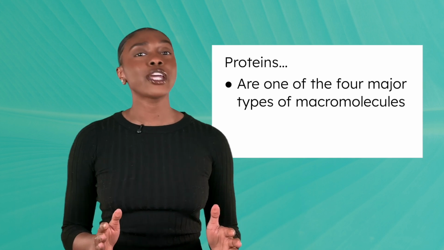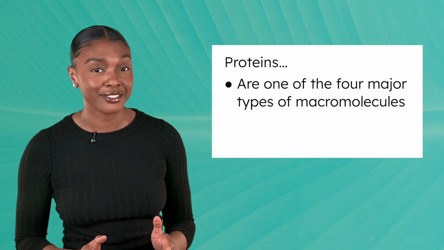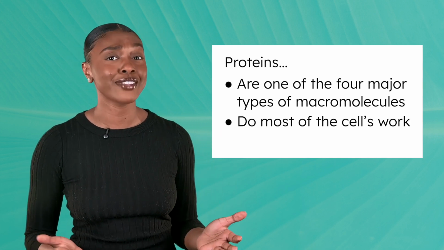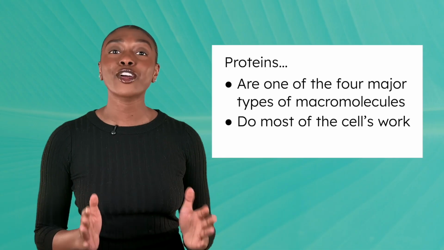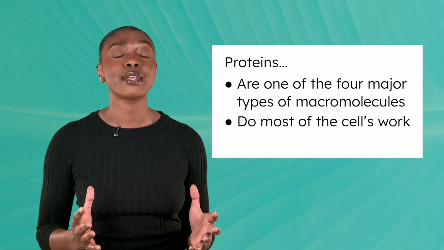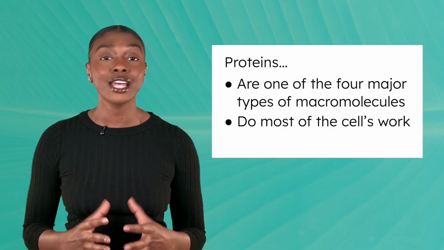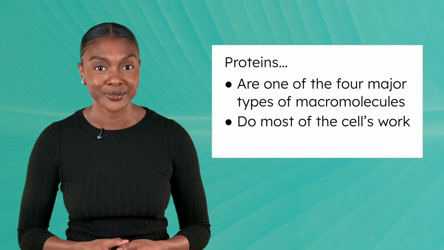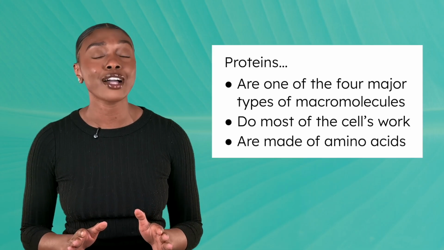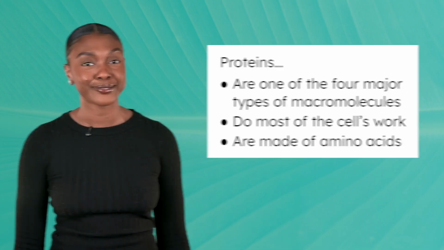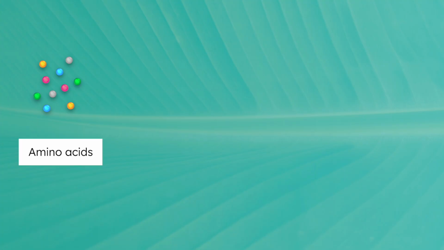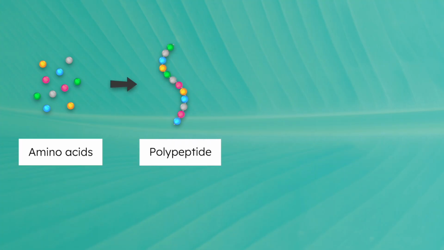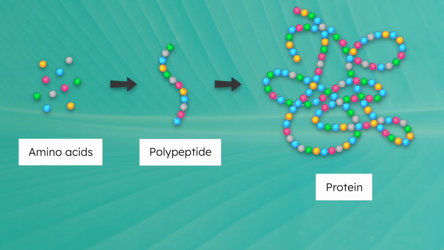Proteins are one of the 4 major types of macromolecules found in living organisms, and they do most of the cell's work. Remember, macromolecules are big molecules made by linking together smaller pieces, like building blocks making a big tower. For proteins, those building blocks are called amino acids. When different amino acids link together, they form long chains called polypeptides. Once a polypeptide folds into a 3D shape, it becomes a protein, which can do important work in the cell.